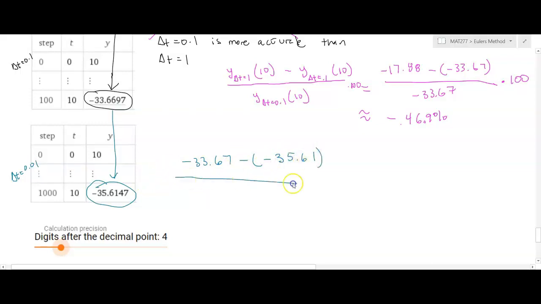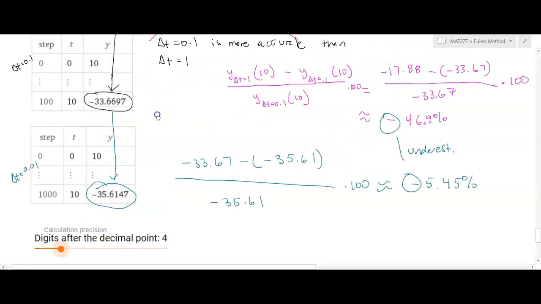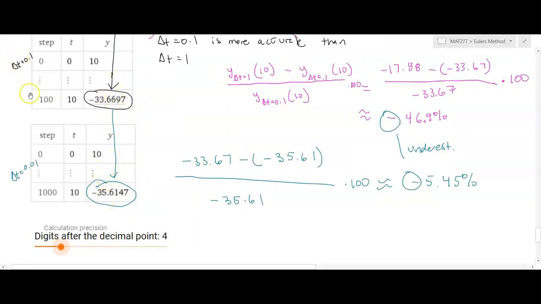35.61, divided by the more exact of the two, multiplied by 100. So now I come up with negative 5.45%. So we're still below, right? This means that our estimates are underestimates. And we're still improving pretty significantly from delta t equals 0.1 to delta t equals 0.01. That's still a pretty big improvement.